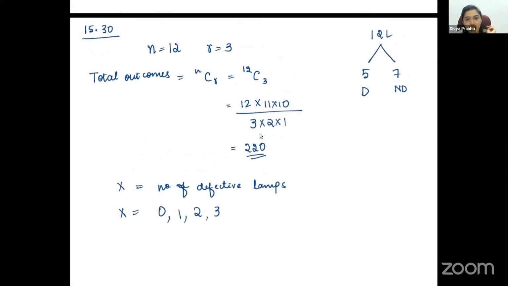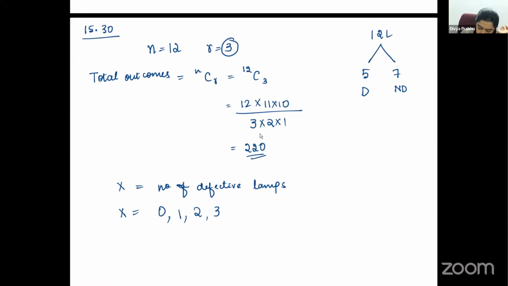There can be 3 defective lamps? Yes. Can there be 4 defective lamps? No, it is not possible. Why? Because he's selecting only 3 lamps. In that, all 3 at maximum can be defective, which means I have to stop here itself. Maximum defective lamps can be 3. So my values will be 0, 1, 2 and 3.